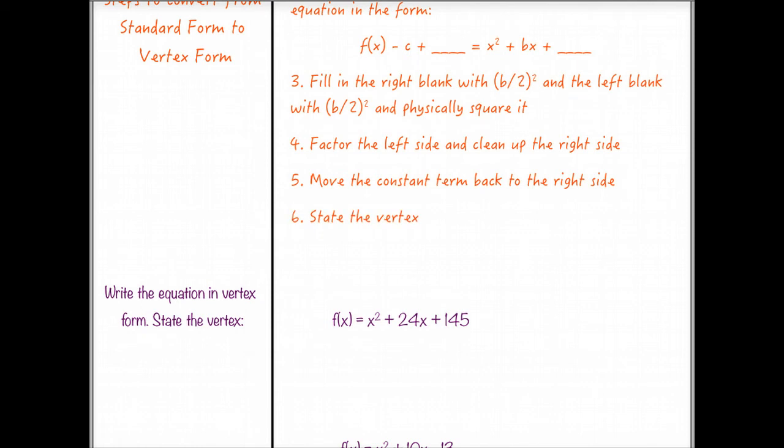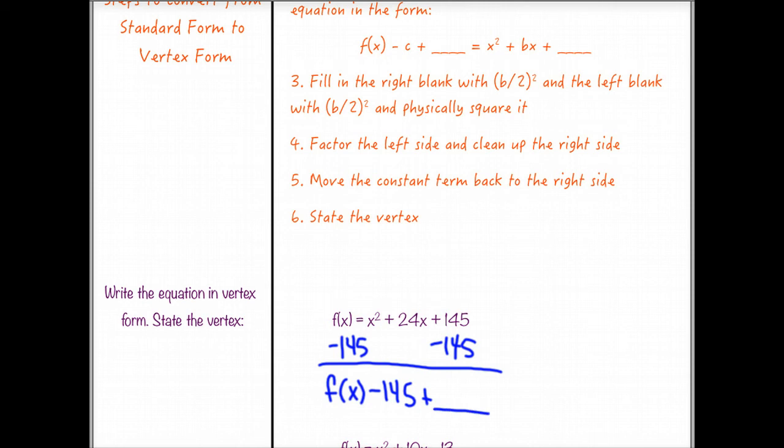So using those steps, let's go ahead and work at this first equation. It says write the equation in vertex form and state the vertex. So we know that this is already written in standard form, so we are good to go on to the next step. Step number 2 says to subtract the c term. So our c term in this example is 145, so we are going to subtract 145 from both sides. So if you'll look up on step 2, we have f of x minus 145 plus blank is equal to x squared plus 24x plus blank.